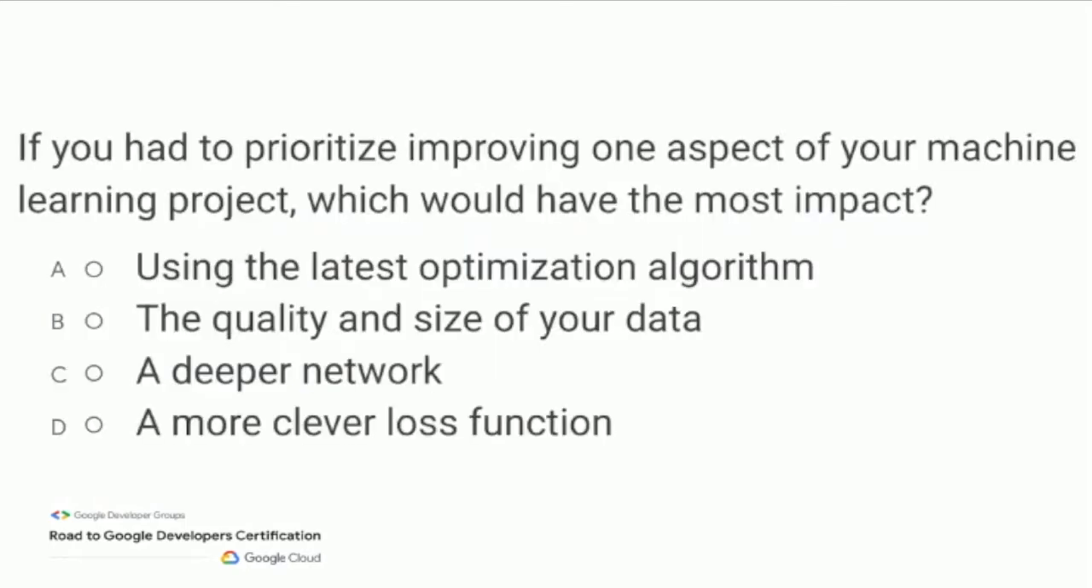Okay, so with this in mind, let's think about this question. If you prioritize improving one aspect of your machine learning project, which will have the most impact? We can be using the latest optimization algorithm, we can talk about the quality and size of our training data or test data, maybe we can use a deeper network, or maybe a more clever loss function. So I guess we can all agree that option B is the correct answer.